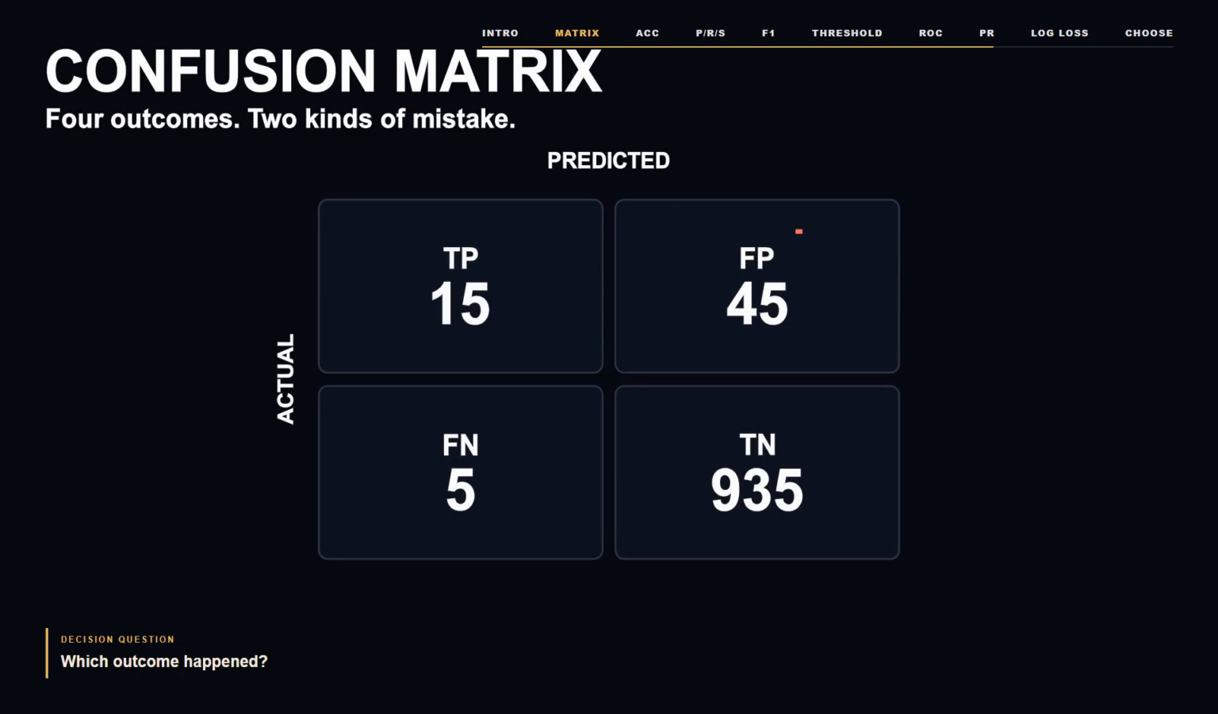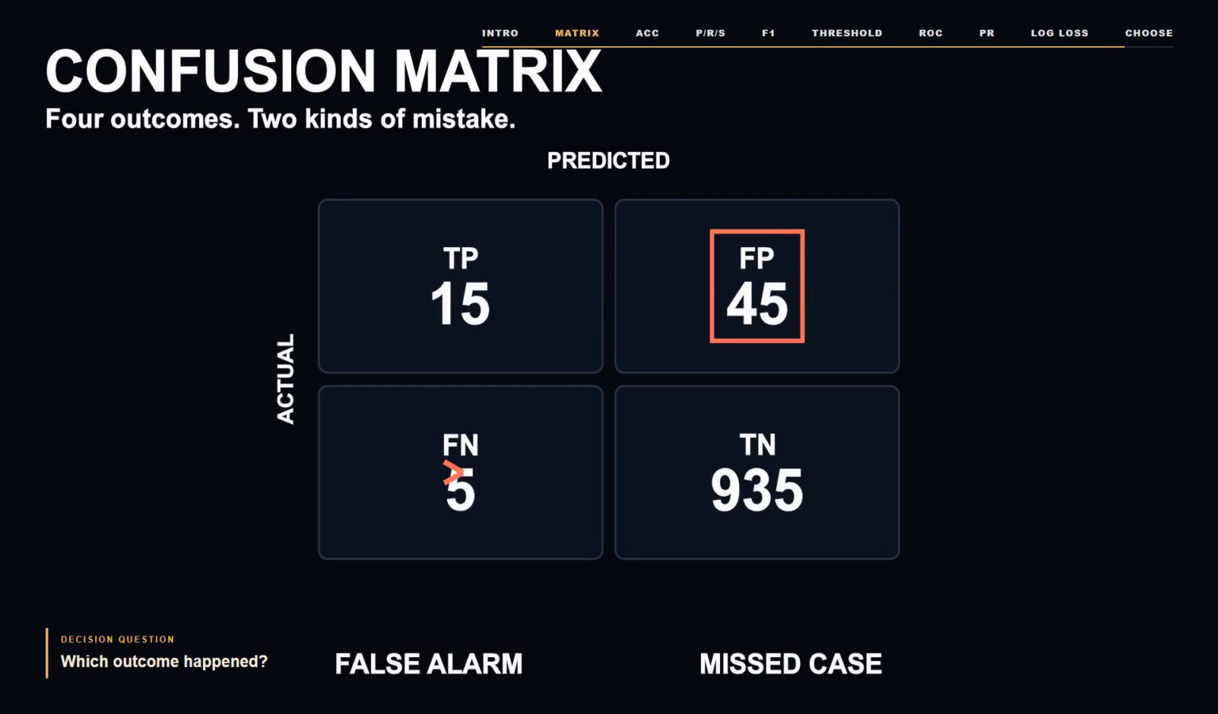Put those 4 counts into a confusion matrix. The word confusion does not mean the model is confused. It means the table compares predicted labels with actual labels. Every threshold-based metric simply chooses a different part of this table to emphasize.